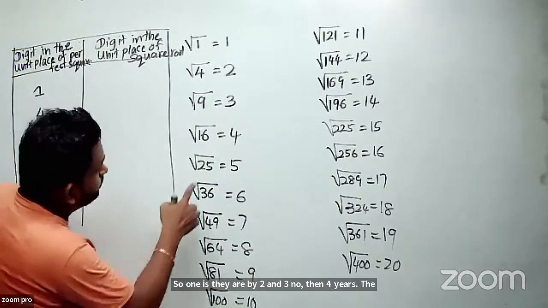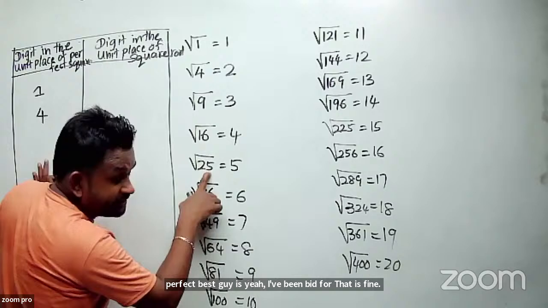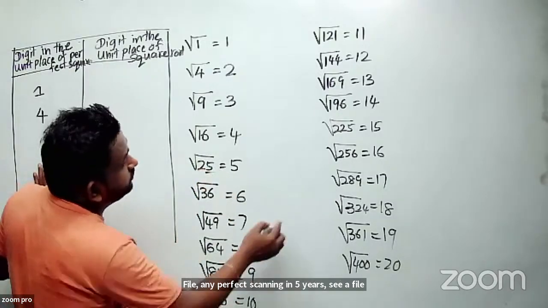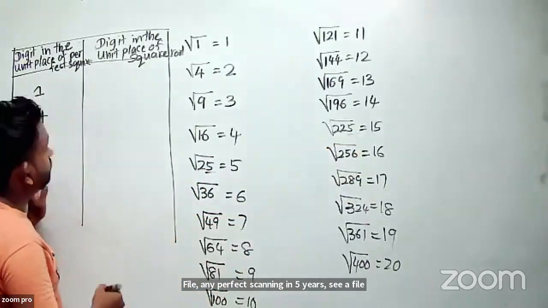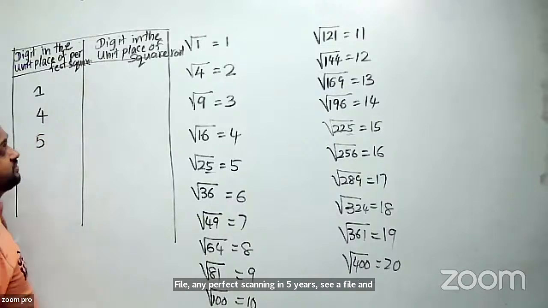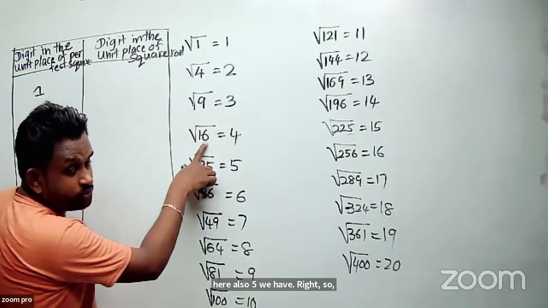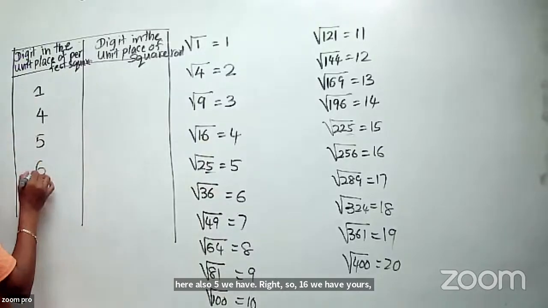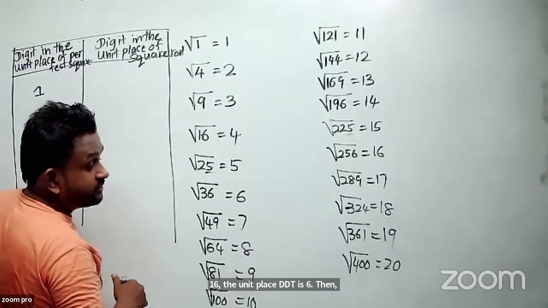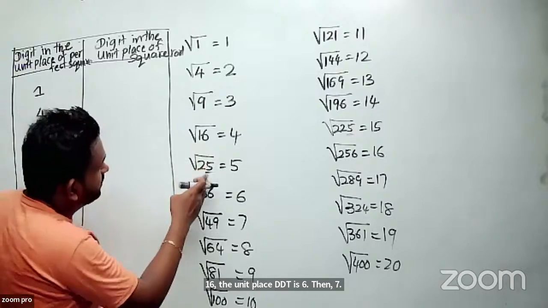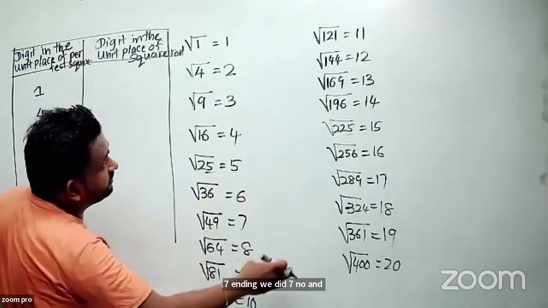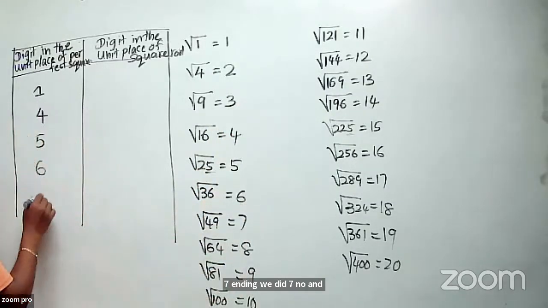That is fine. 5, any perfect square ending with 5? Yes, here 5 and here also 5 we have. So 5 is there. Then 6, yes, 16, the unit place digit is 6. Then ending digit 7, no. Ending digit 7, no.